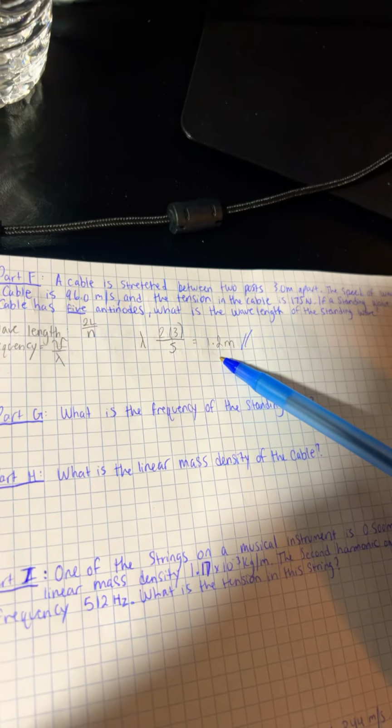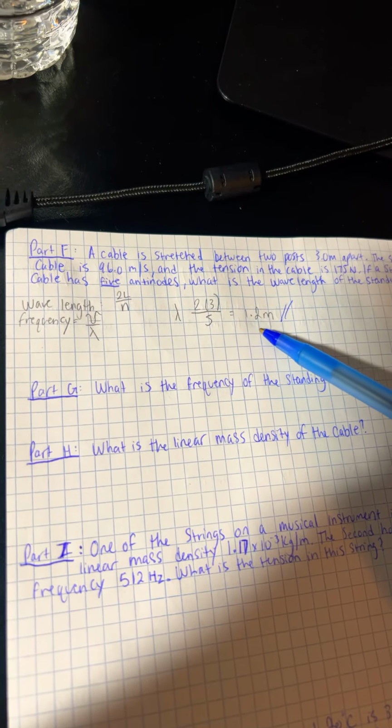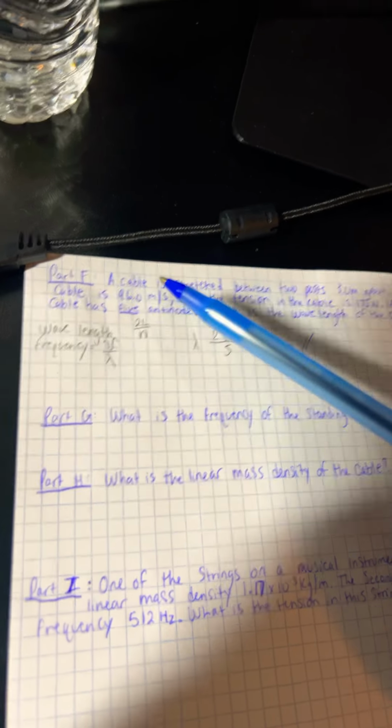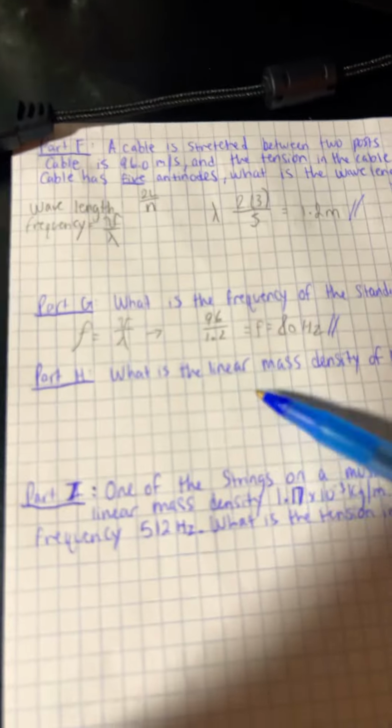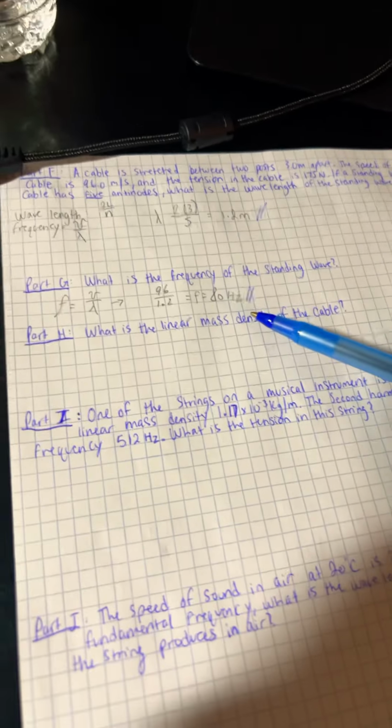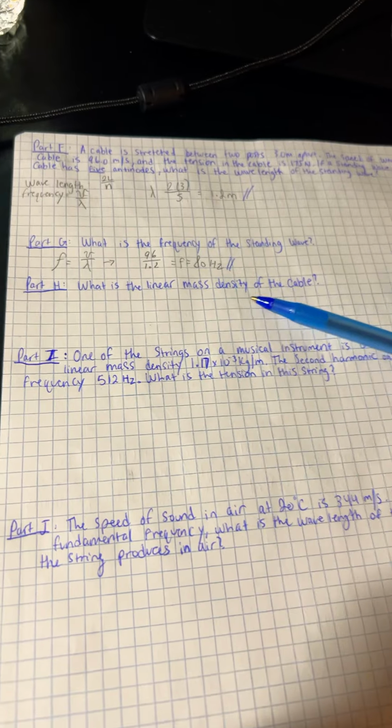And since we already found our wavelength here, all we got to do is plug in our wave speed, which we're also given as well. It's 96. We just plug that in and then we got 80 hertz. That's our frequency. Now, what is the linear mass density of the cable?